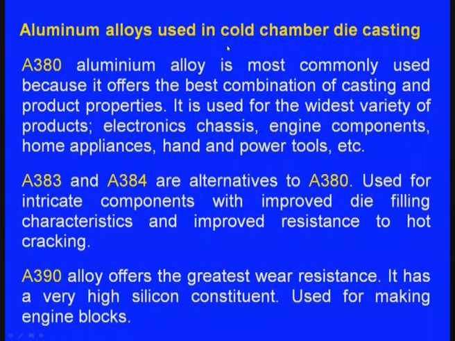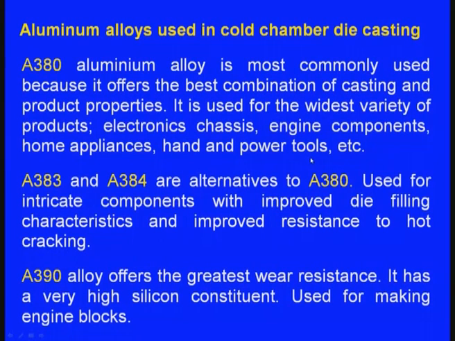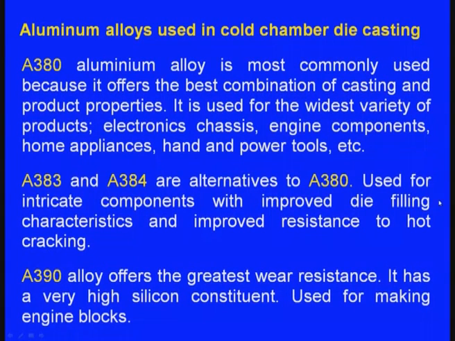Now, aluminum alloys used in cold chamber die casting machine. So, we are going to learn a few more details about these alloys. A380 aluminum alloy is most commonly used because it offers the best combination of casting and product properties. It is used for the widest variety of products: electronics chassis, engine components, home appliances, hand and power tools and so on. So, these are the applications of A380 aluminum alloy. Next one, A383 and A384 are the alternatives to A380. Used for intricate components with improved die filling characteristics and improved resistance to hot cracking.